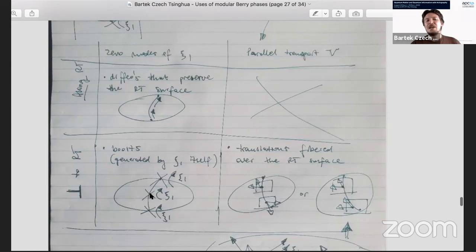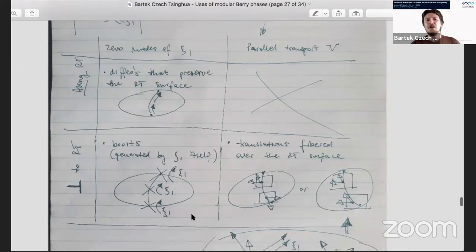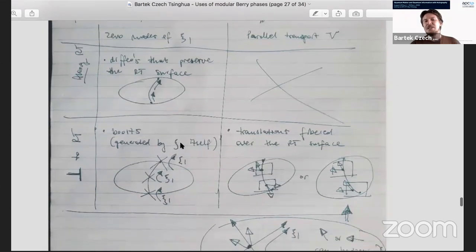We have a boost, and we have the two translations in the time and space directions. And so the statement here is that boosts are precisely those symmetries which preserve the RT surface again. Now we're moving in directions orthogonal to the RT surface, so we're really just talking about a single point on the RT surface, and on that two-dimensional plane which is orthogonal to the RT surface at that point, a boost is exactly that symmetry which doesn't do anything to the RT surface. It preserves that point.